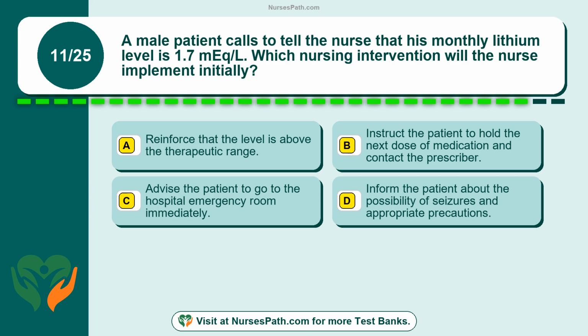Question 11. A male patient calls to tell the nurse that his monthly lithium level is 1.7 milliequivalent/L. Which nursing intervention will the nurse implement initially? Option A. Reinforce that the level is above the therapeutic range. Option B. Instruct the patient to hold the next dose of medication and contact the prescriber. Option C. Advise the patient to go to the hospital emergency room immediately. Option D. Inform the patient about the possibility of seizures and appropriate precautions.